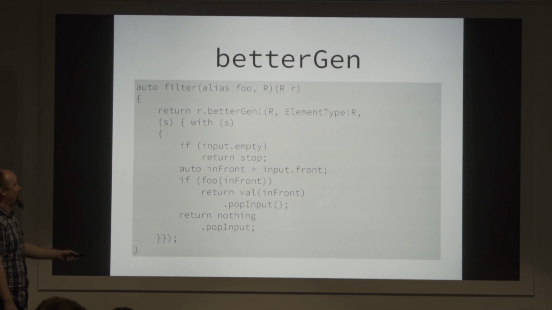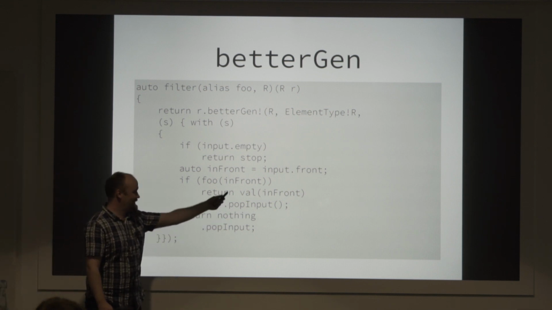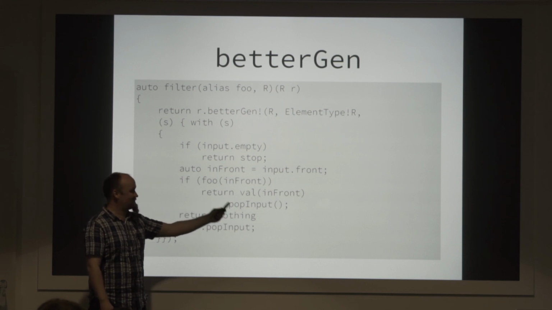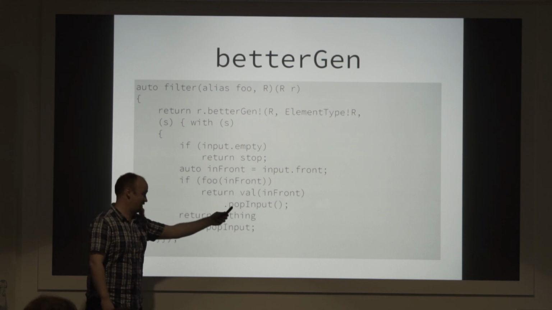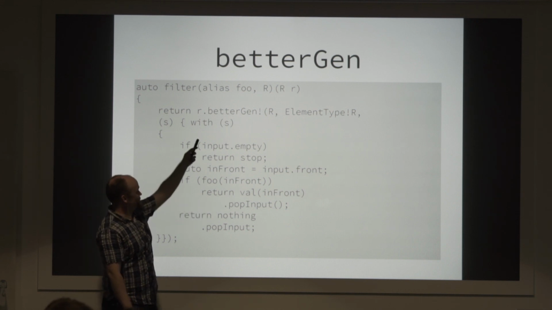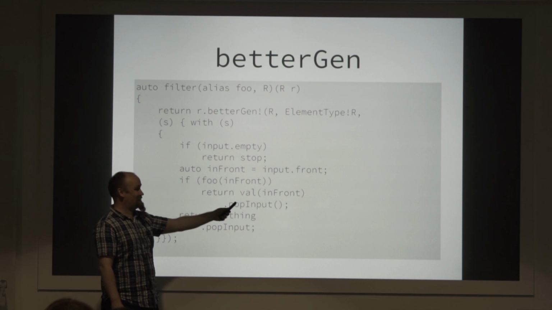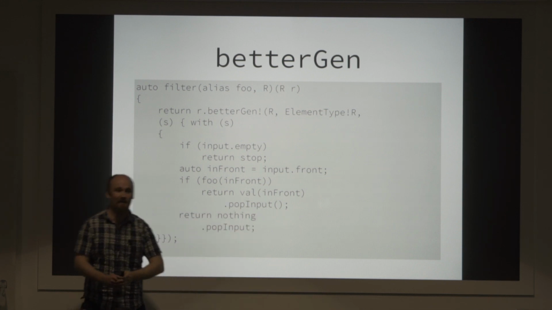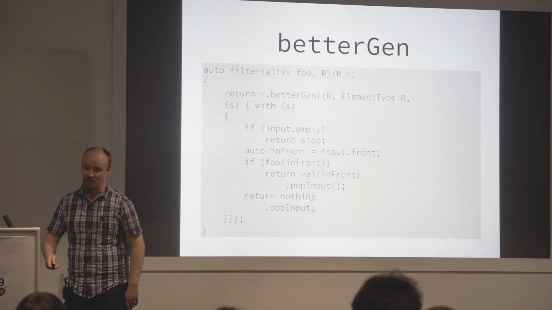They have to follow the rules, like they have to know that they need to pop the input. By the way, this pop input is something that takes the iteration state and returns the iteration state. Value is actually a member of S. That's what that with S is doing. And it takes the value that the next front is going to be and returns the iteration state. So this whole thing is about taking the iteration state and moving forwards.